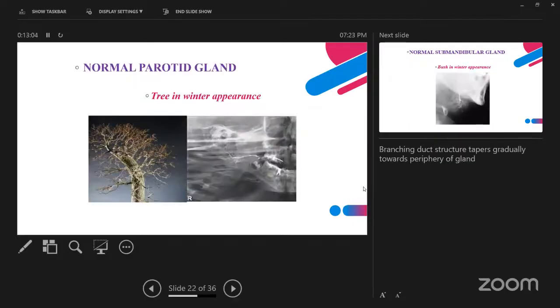So these are the xylographic images of a normal parotid gland, which has a tree-in-winter appearance. Here the branching duct structure tapers gradually towards the periphery of the gland.